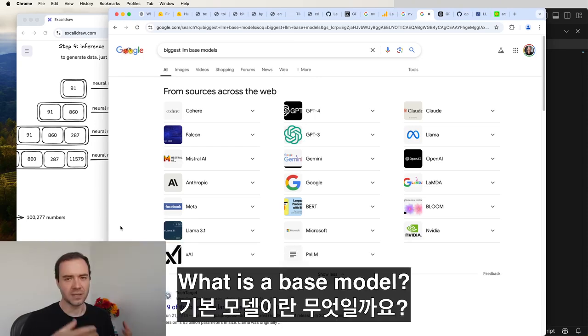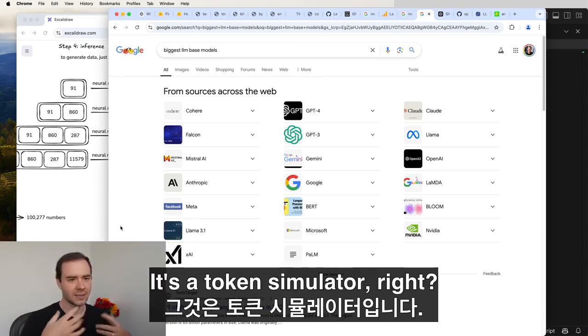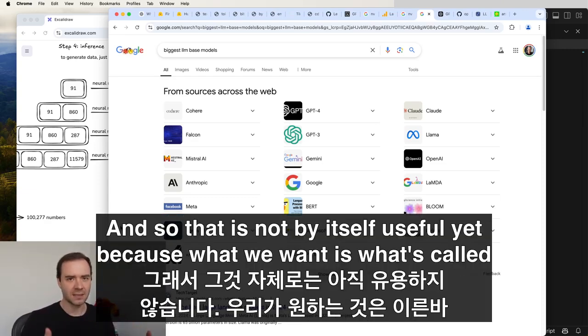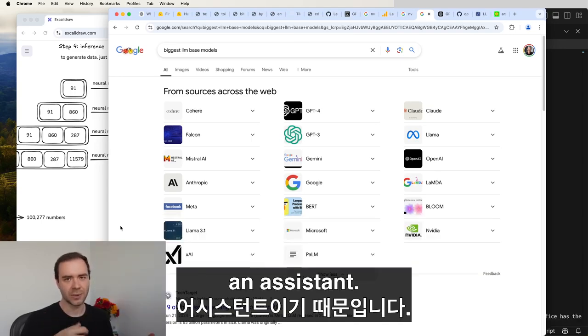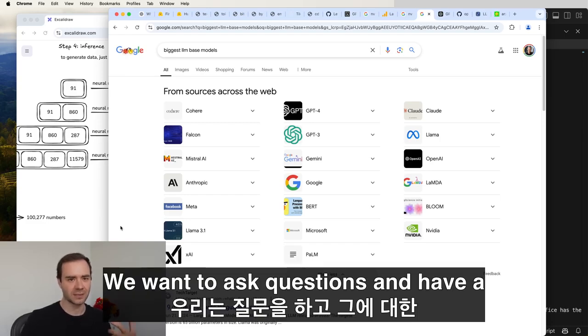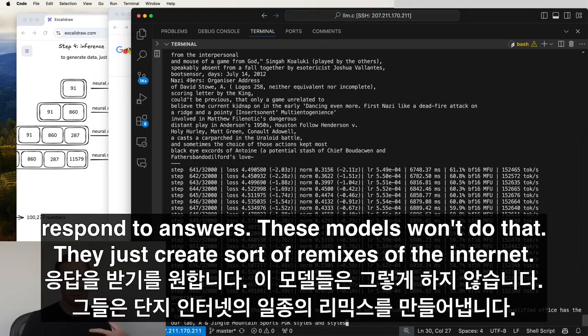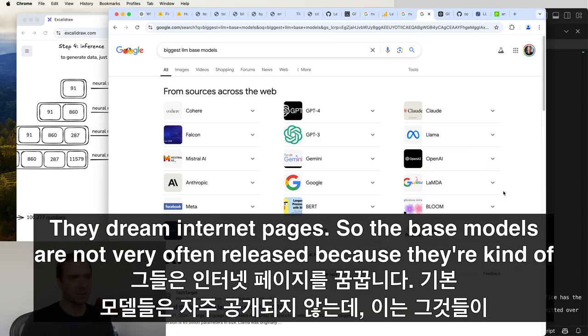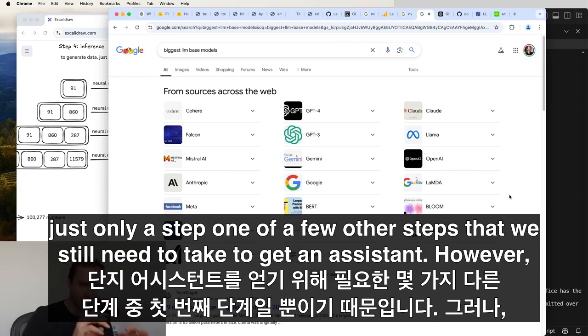What is a base model? It's a token simulator, right? It's an internet text token simulator. And so that is not by itself useful yet, because what we want is what's called an assistant. We want to ask questions and have it respond with answers. These models won't do that. They just create remixes of the internet. They dream internet pages. So the base models are not very often released because they're only step one of a few other steps that we still need to take to get an assistant.